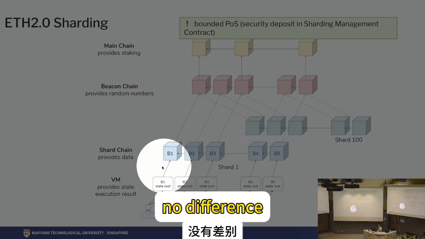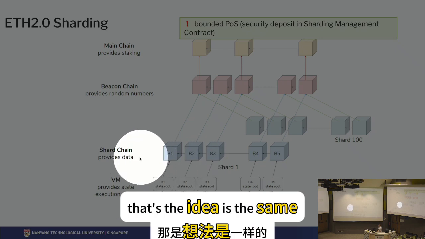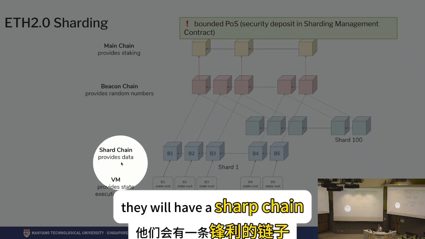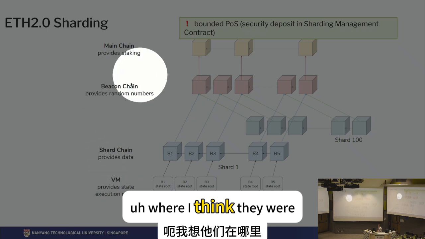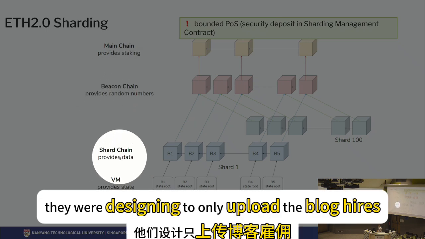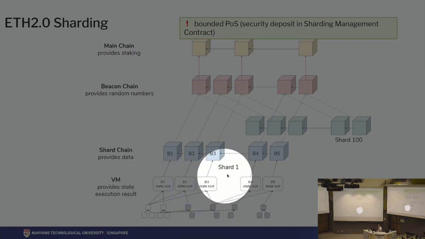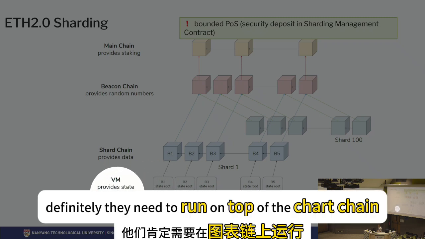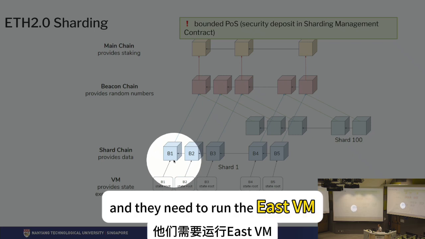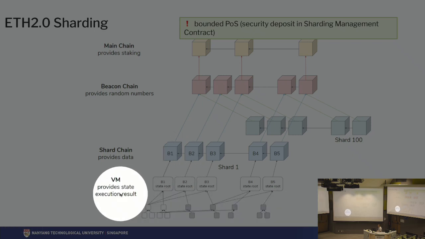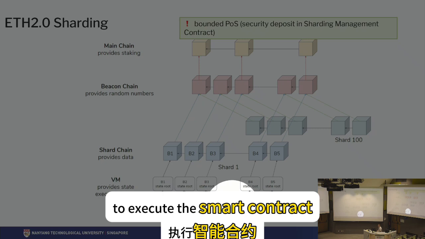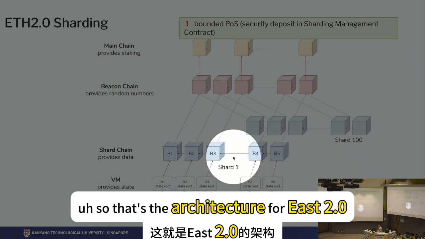Again, the idea is the same. They will have a shard chain where I think they were designing to only upload the block headers to the beacon chain as the chain link. And definitely they need to run on top of the shard chain, and they need to run the ETH VM to execute the smart contract. So that's the architecture for ETH 2.0.